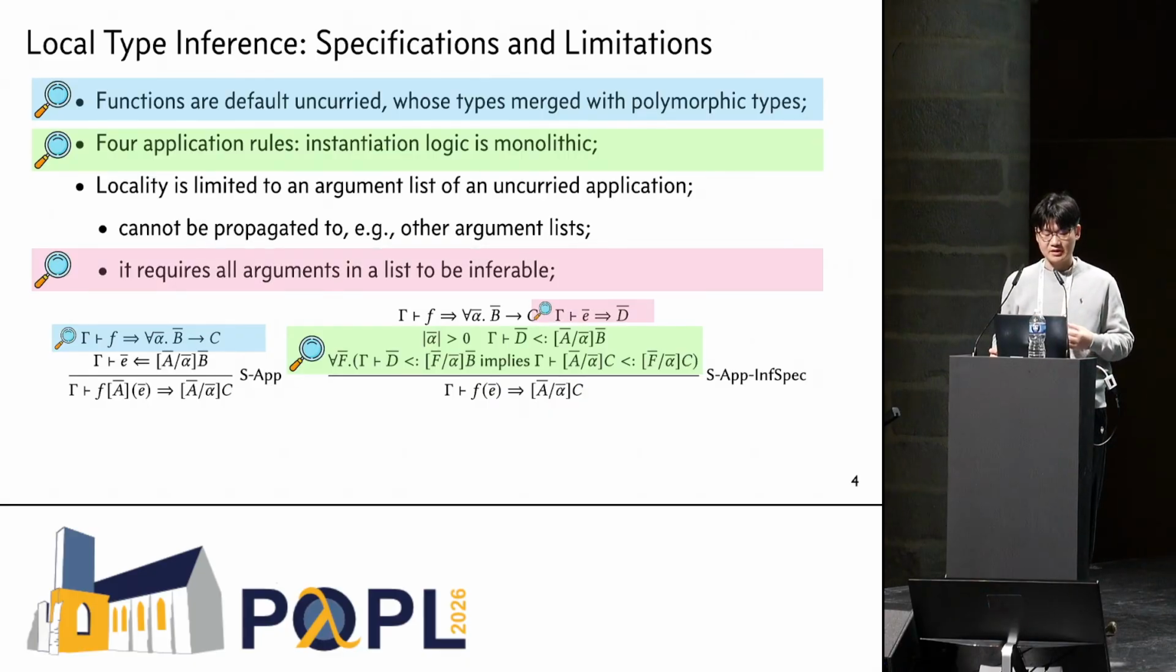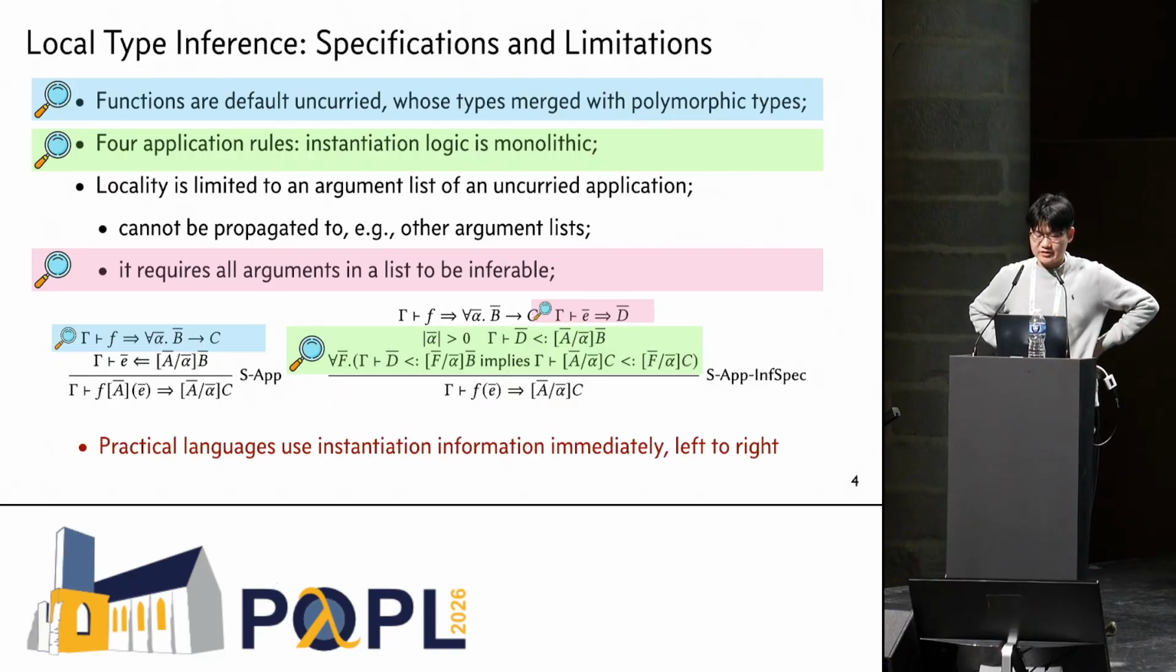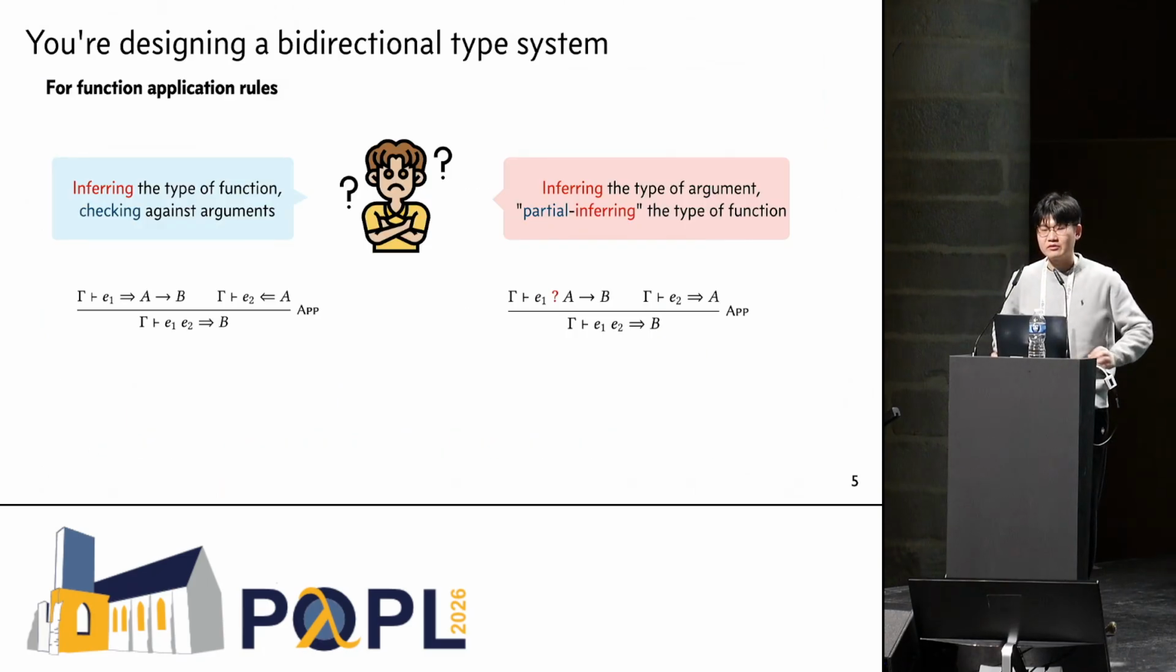It's mainly because the rule requires all the arguments in the list to be inferable, which is very different from how practical languages behave. In practical languages like Java, the instantiation information is used immediately in a left-to-right order, which means if you learn some type information from one argument, then you can use this type information immediately to type check the next argument. Okay, great. Let's bring up the second background.